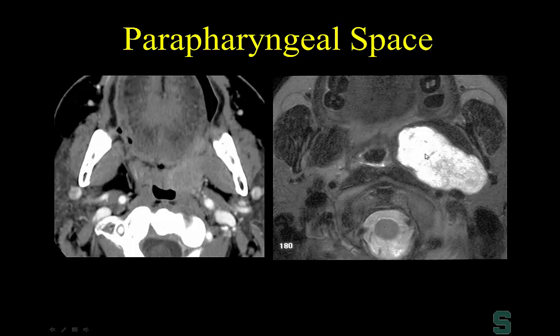And the most common, as you know, the benign ones are Warthin's tumors and pleomorphic adenomas, and the malignant ones are adenoid cystic and mucoepidermoid carcinoma. So in this particular case, the most common tumors to arise in the parapharyngeal space are going to be minor salivary gland tumors.